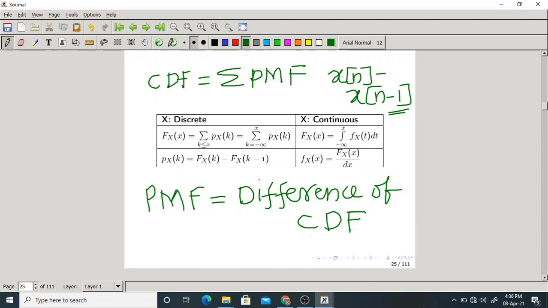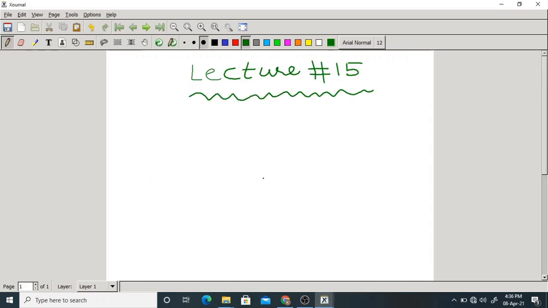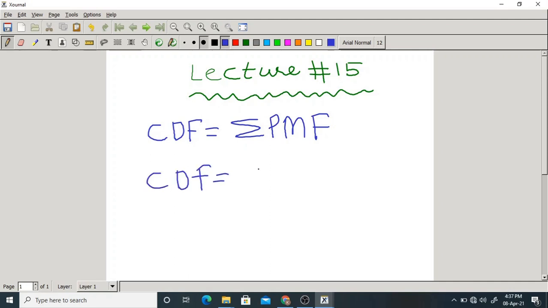Now, this is for the continuous case. What is CDF? Integration of PDF. Obviously, what is the PDF? Differentiation of CDF. Okay. Now, in simple terms, we can write like this. Here I can write CDF equal to summation of PMF, or CDF equal to integration of PDF. Okay, this is one case.